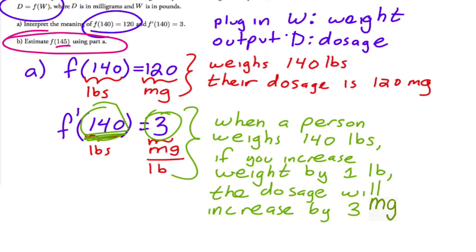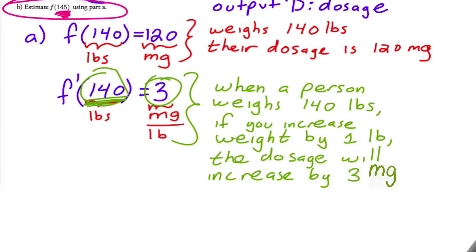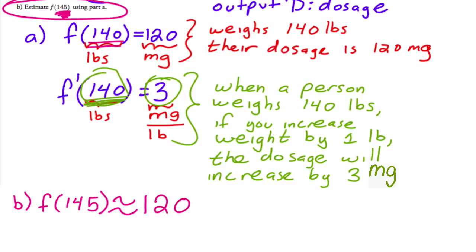Now, again, this is an estimate, but we can use this to estimate the dosage. This is asking us for the dosage for a person with 145 pounds. And again, this is an estimate. So if we want to estimate the dosage at 145 pounds, well, we take the dosage for 140 pounds, which is 120. And then right here we have the estimate that at exactly 140, the dosage is increasing at a rate of 3 milligrams per pound.